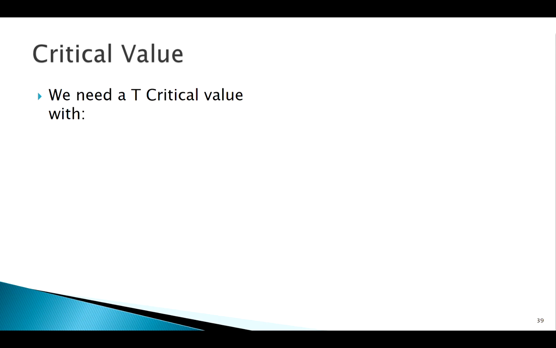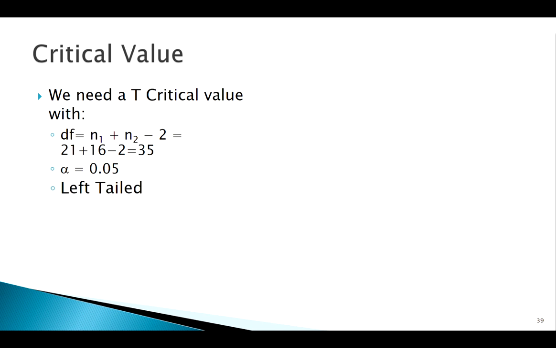For our t critical value, when we're pooling, remember how we find our degrees of freedom: n1 plus n2 minus 2. So 35 degrees of freedom. Alpha is 0.05, and it's a left-tailed test. You can go to your table and look it up.